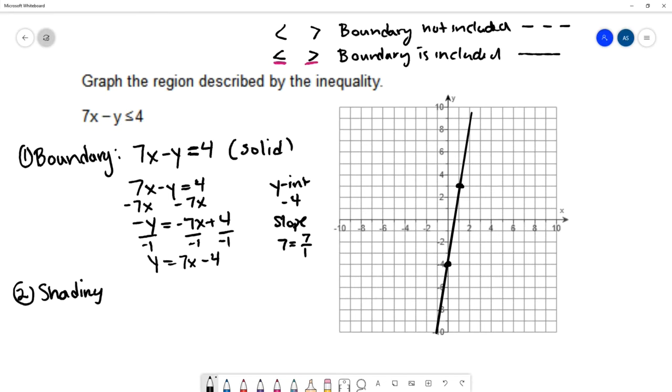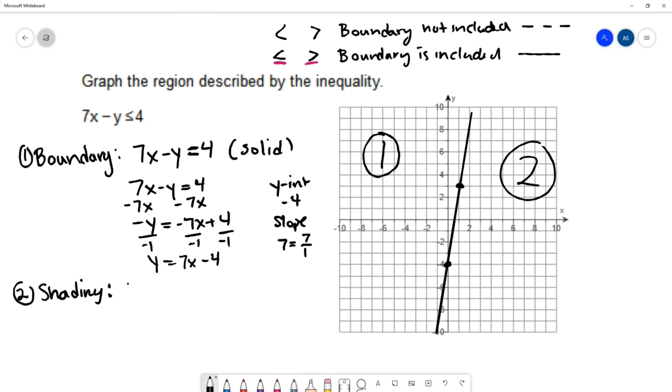So this boundary line divides the region up into two sections, or two separate regions. We have this region here and this region here. We need to decide which one of those regions we're going to shade. We want to shade the side that makes it true. So we're going to shade the true side, and the way we figure out which side is the true side is with a test point.